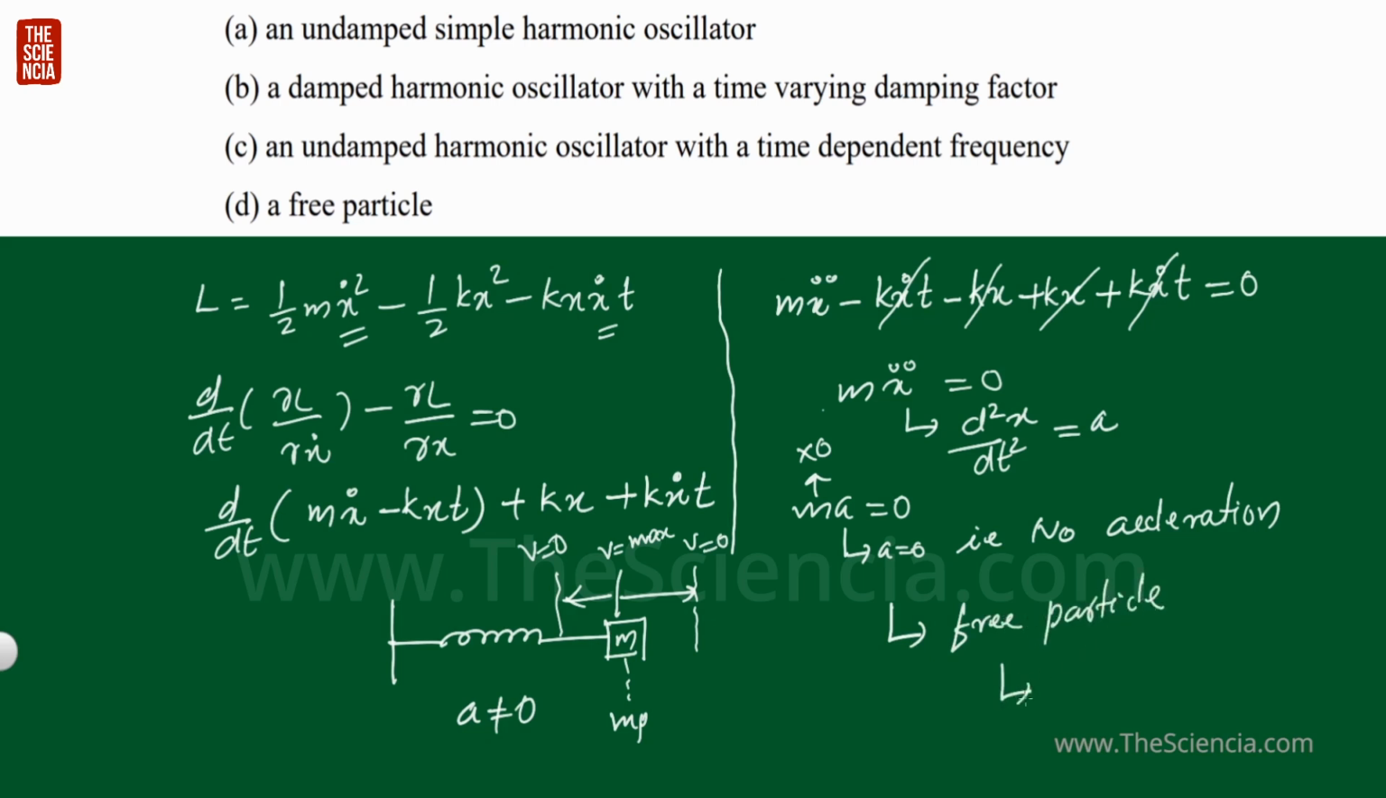Free particle means there is no force acting on the particle. That is, F equal to m a. If there is no force, that is F equal to 0, then m will not be equal to 0, so acceleration a will be equal to 0. So this is the Lagrangian corresponding to a free particle.